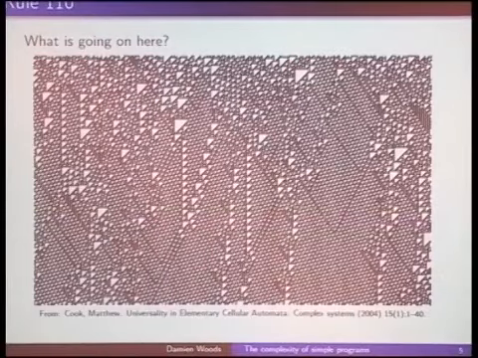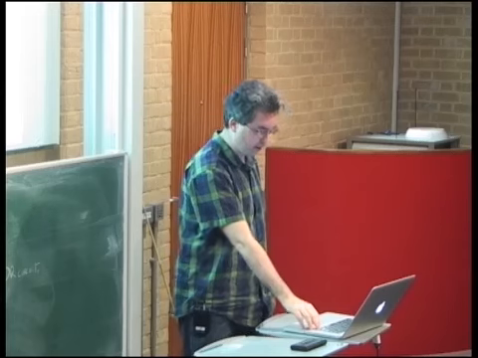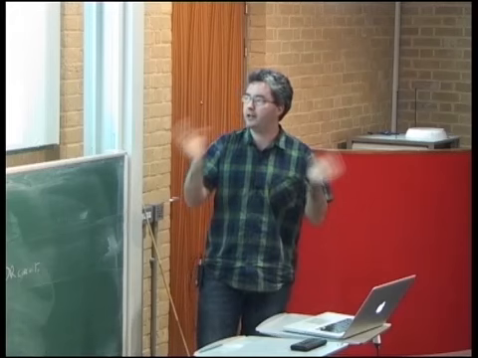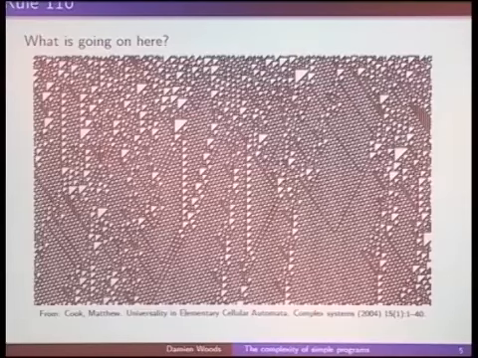All right, so I've been talking about small universal Turing machines, so small programs that are universal. And I mentioned this tag system model that was also shown to be universal by Cocke and Minsky. And in this field, there are a bunch of related models that have very simple descriptions and that are known to be universal. So for example, one of these is rule 110, which is a type of one-dimensional cellular automaton.